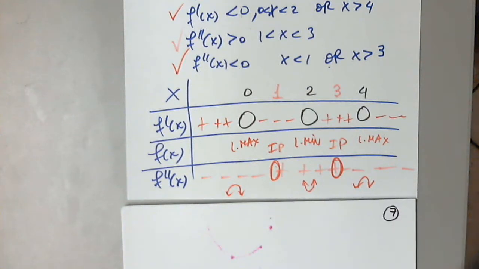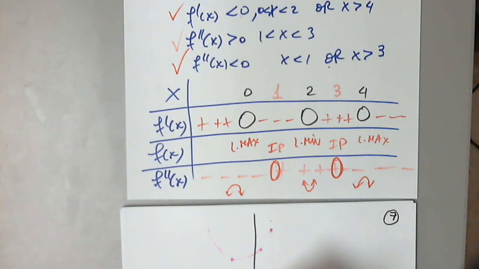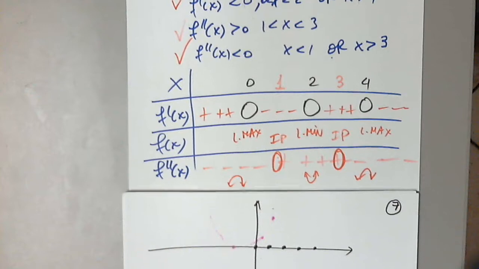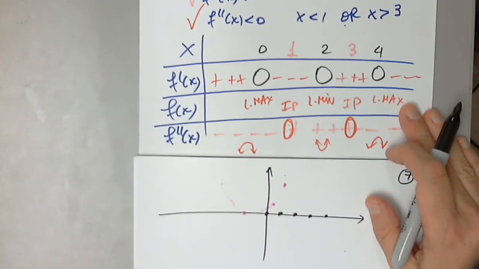What is IP again? Inflection point. IP. Inflection point, local max, local min. Yes. So let's graph. 0, 1, 2, 3, and 4. Something happens at all those points.